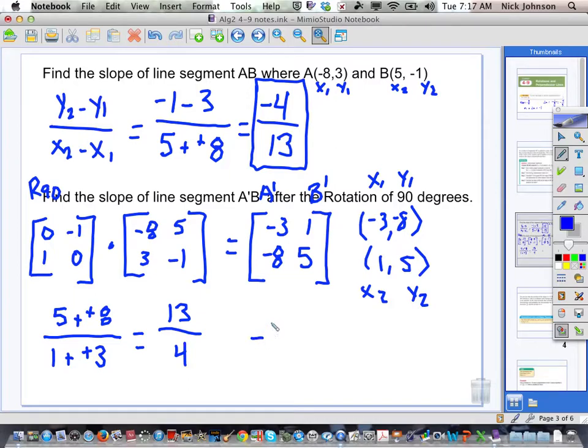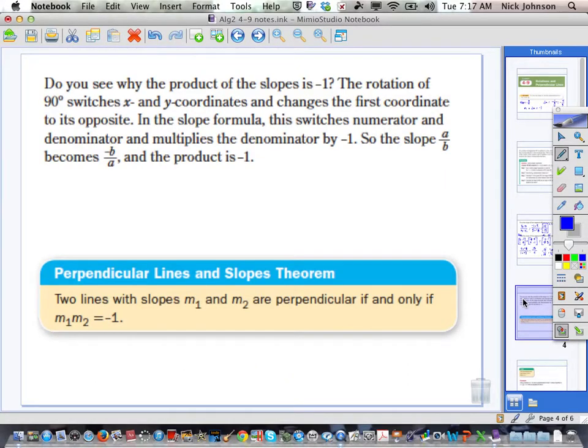So, as I said before, does negative 4/13 times 13/4 equal negative 1? That's my question. Well, the 13's divide out, leaving me with 1. The 4's divide out, leaving me with just 1. And a negative times a positive equals negative 1. So yes, it checks out. Therefore, those two lines are perpendicular. Do you see why the product of slopes is negative 1?